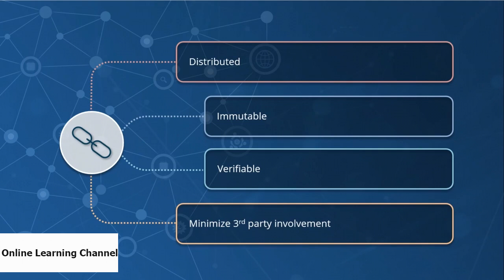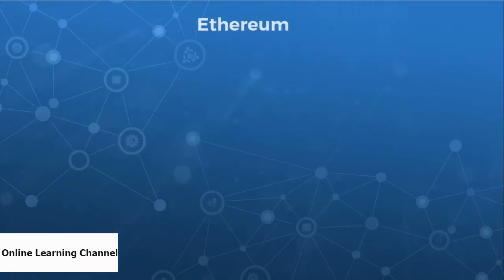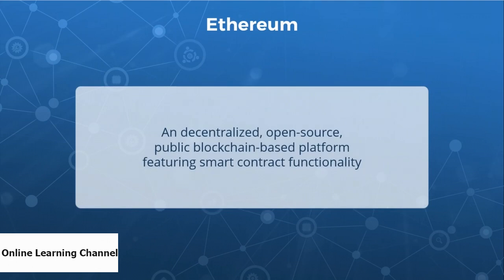So given all of these advantages of using a blockchain system to store data and record transactions, what are the different implementations of blockchains which are available for us to use? One of the most commonly used ones is the Ethereum network. So this is a decentralized, open source and public blockchain-based platform, and this does include the feature of smart contracts.